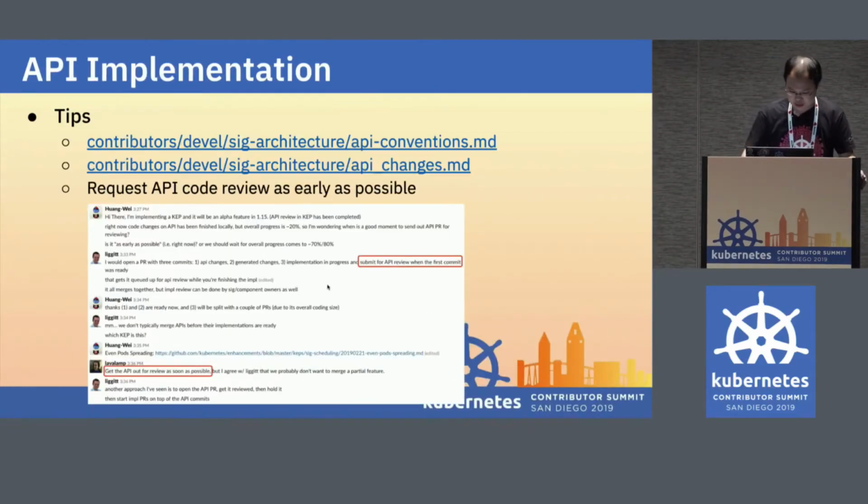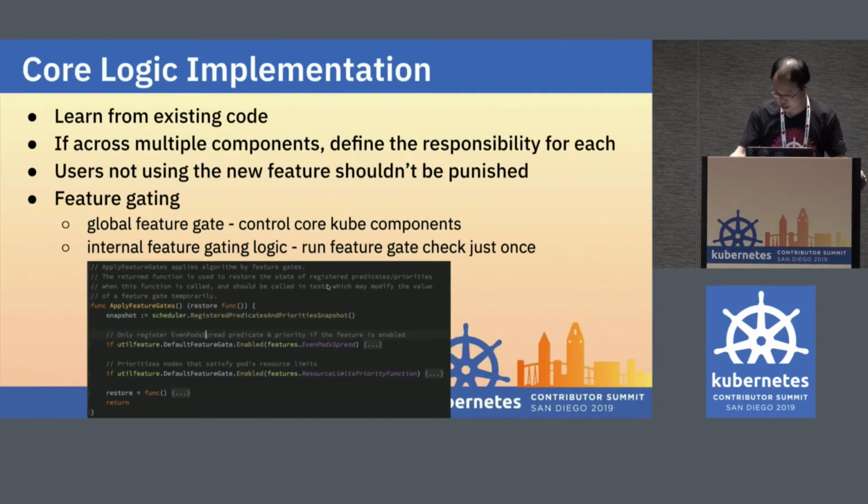Okay, this is the API phase. Next, we can start implementing the component-specific code logic. Usually, if you're new to a KEP or to a component, the first thing is to learn from existing code. Usually a similar feature has existed before. So learn from others: what's the convention there, what the flow looks like. Just learn from existing code.